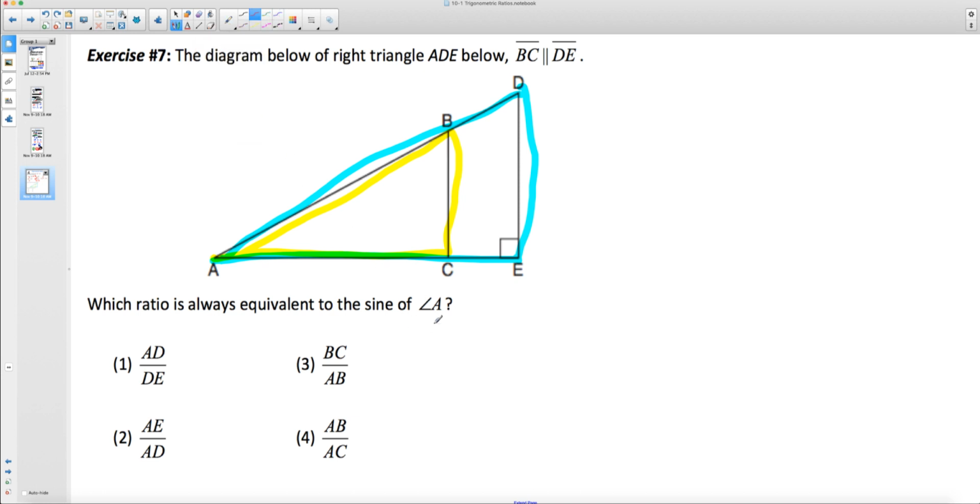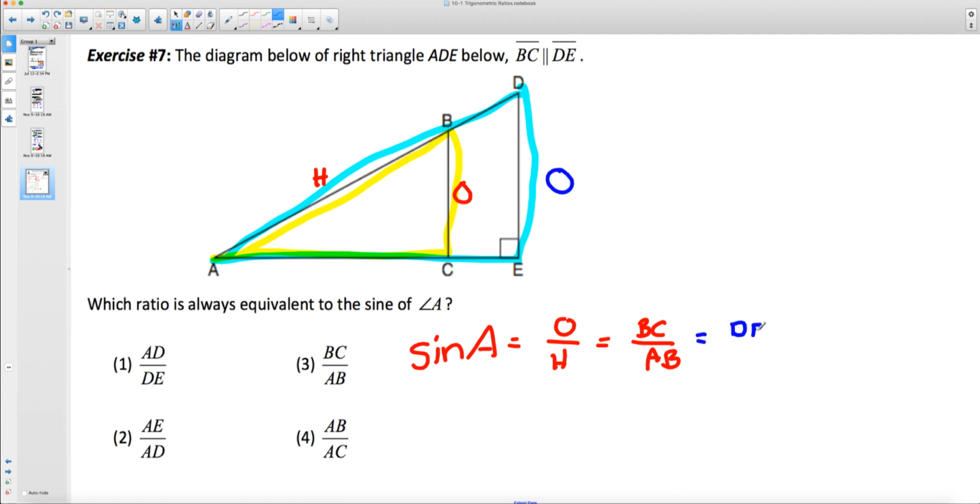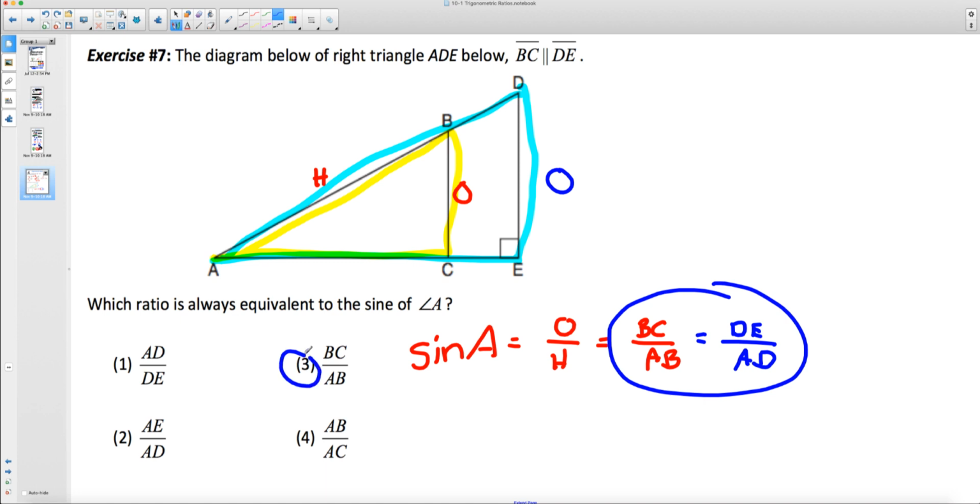Okay, so sine of angle A. Sine, again, is opposite over hypotenuse. Since we have 2 triangles, we can make 2 ratios. In the yellow triangle, the opposite is BC, and the hypotenuse is AB. So that's one possibility. In the bigger triangle, the light blue one, the opposite is DE, and the hypotenuse is AD. So either of these 2 could be a correct ratio. We just have to take a look, and it is choice 3.